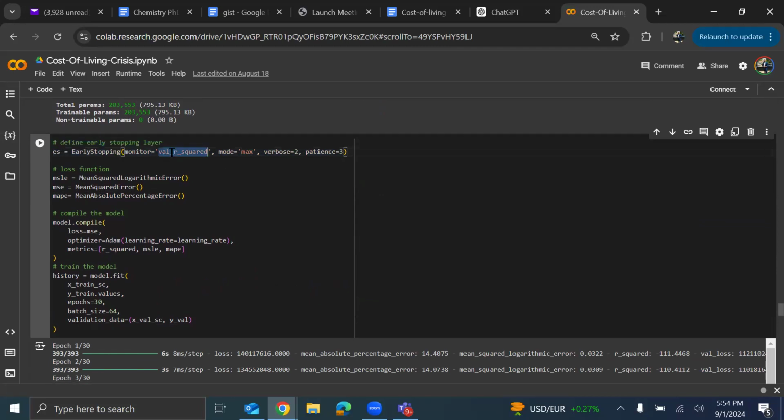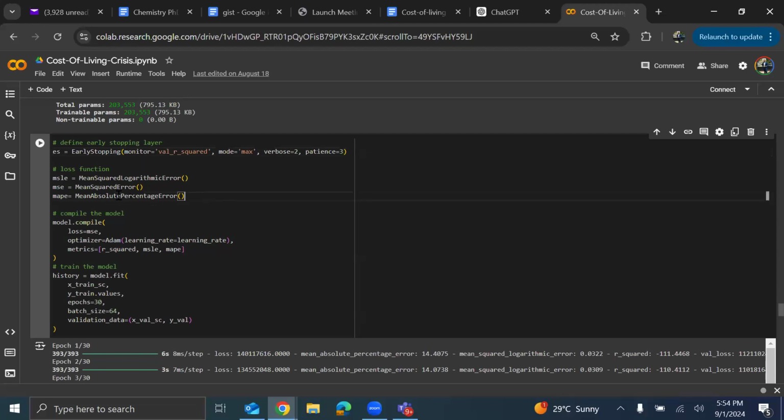It monitors my validation R squared to get the maximum validation R squared, right? It should tell me what is happening. I want to see what is happening inside. And patience is 3, that's after 3 epochs. I want to know if it's not performing well.